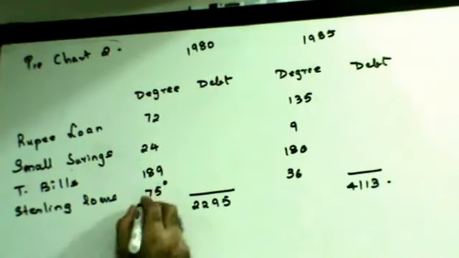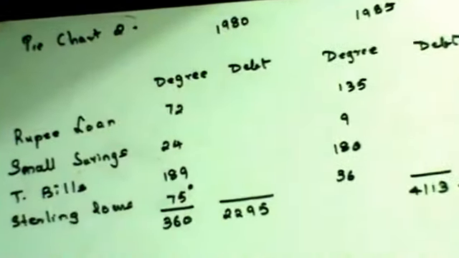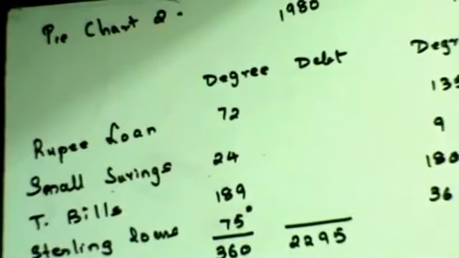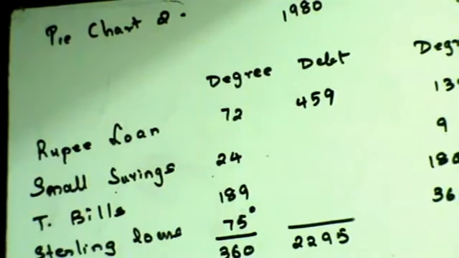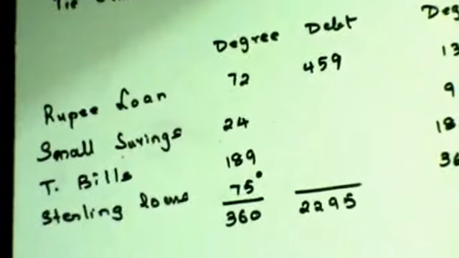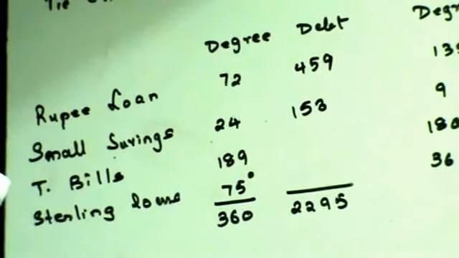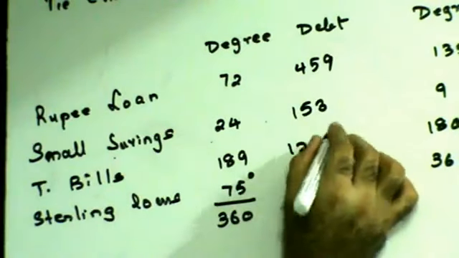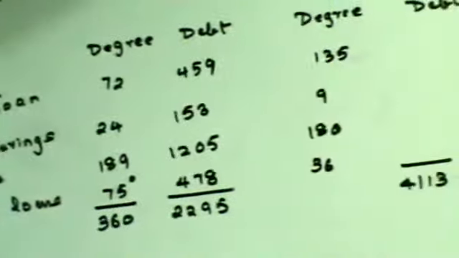I've already explained to you how to convert degrees into rupees. So rupee loan will be 72 divided by 360 into 2295, which comes to 459. Small savings is 24 divided by 360 into 2295, that is 153. T-bills is 189 divided by 360 into 2295, which is 1205. Sterling loans is 75 divided by 360 into 2295, 478. Next, let's see the debt in 1985.